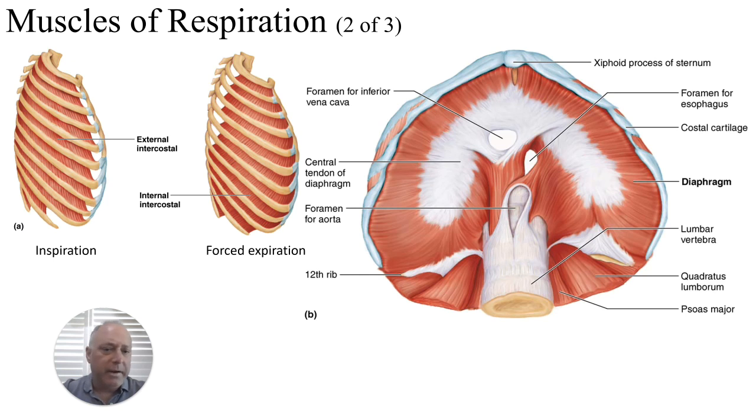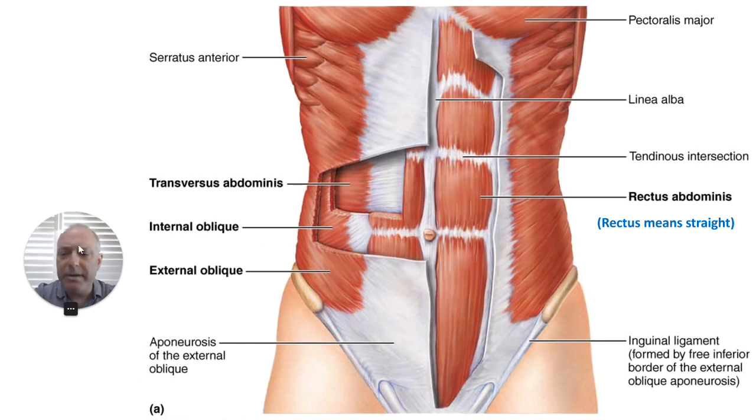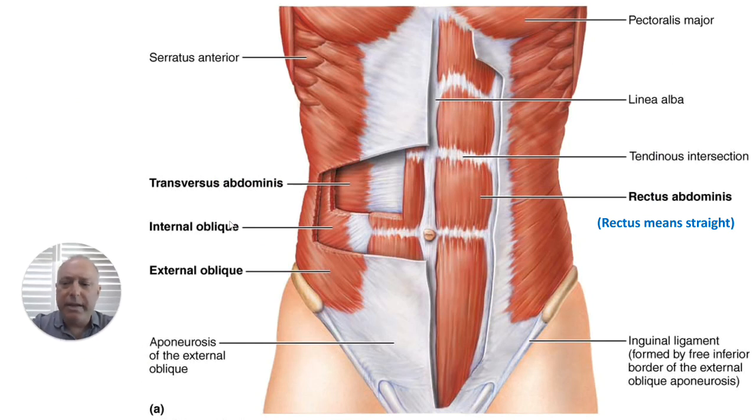At rest, however, the major muscle of respiration is the diaphragm. And here you can see this flat sheet across the abdomen. Okay, we get to the belly. There are four muscles that make up the abdomen. There's the rectus abdominis, which rectus means straight, and so this muscle is very straight. Then there's the transverse abdominis, which comes at a 90-degree angle to the rectus abdominis. It's deep to the rectus abdominis.